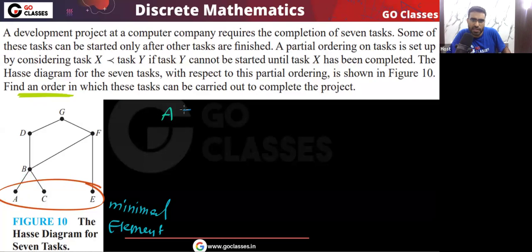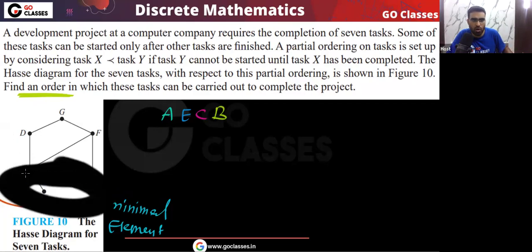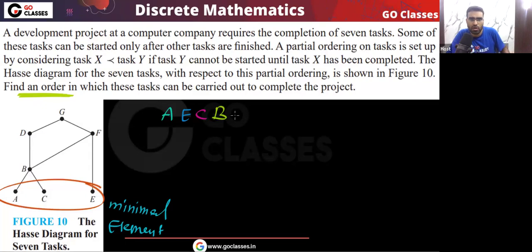After that, I can take E because E is minimal. First, I'm deleting this minimal element. Then these are the minimal elements, C, E. So I can delete E. Now I have to delete C. Now tell me, if these 3 are gone, then who is minimal? Then B is minimal. Now if these are gone, now who is minimal? Now D, F are minimal.